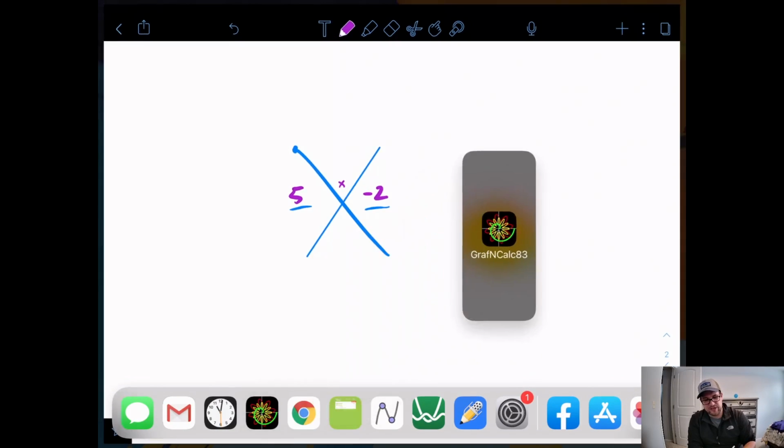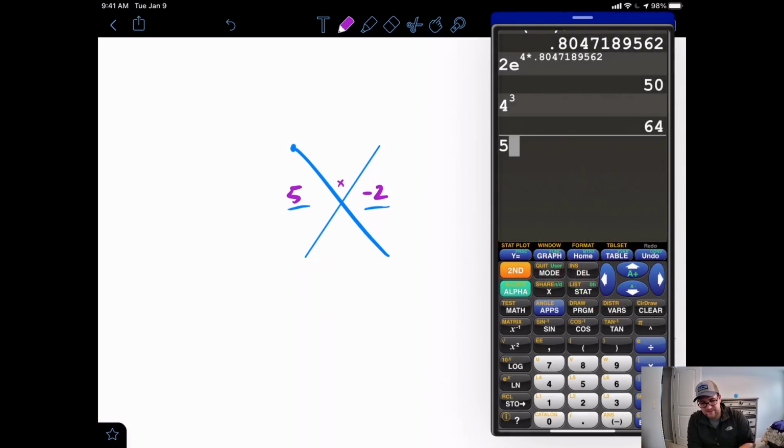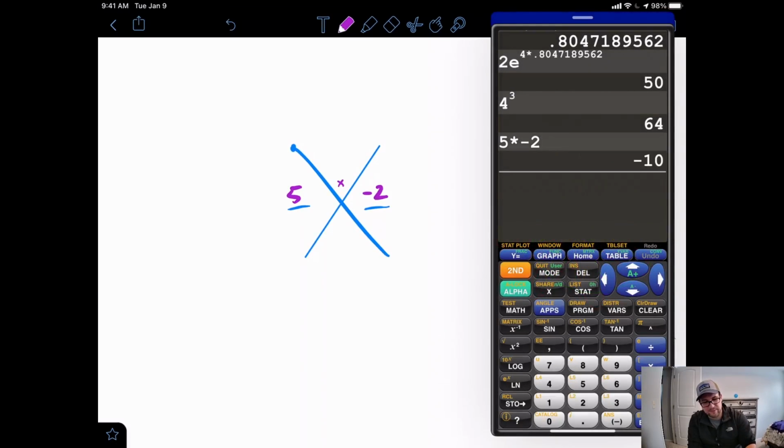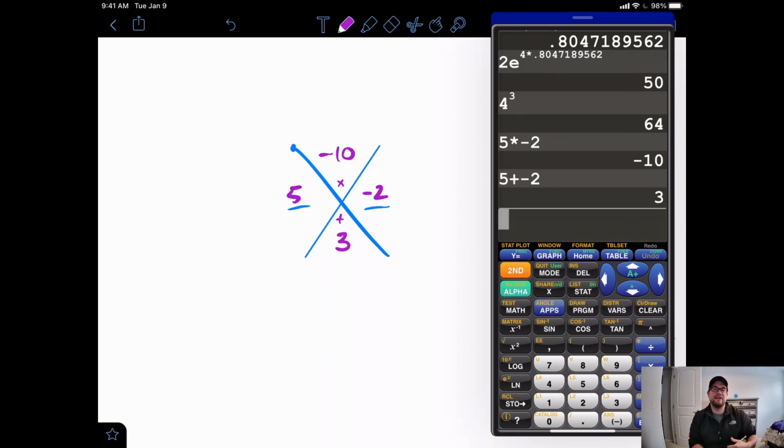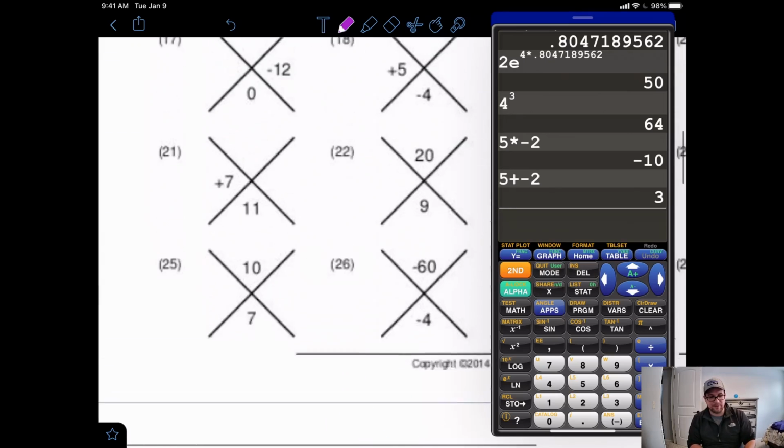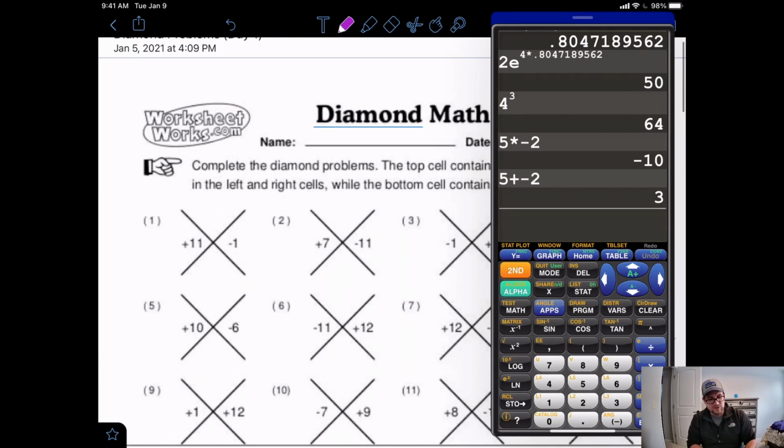So in this situation, if I had 5 times -2, that would give me a -10. That would be my top number. And then the bottom number is going to be 5 plus -2. So 5 plus -2 would be a +3. And that's how these problems work, right? So as long as you have the two side numbers, these problems are relatively easy. So let's look at a few.